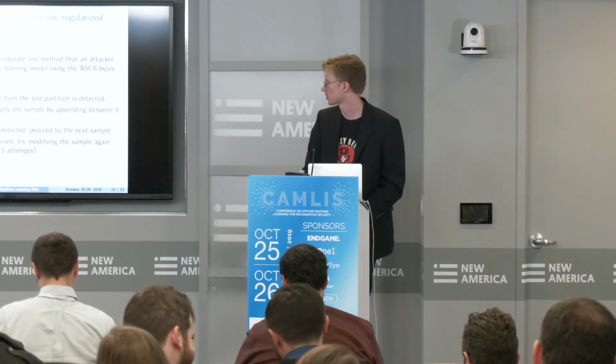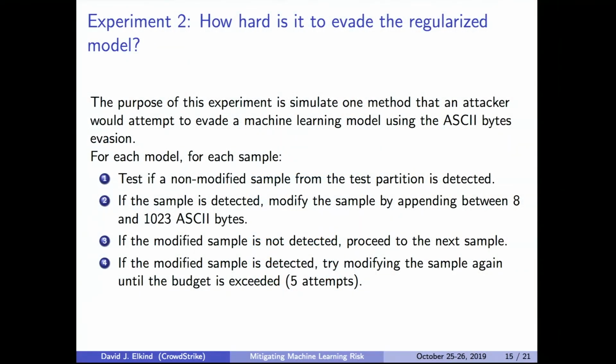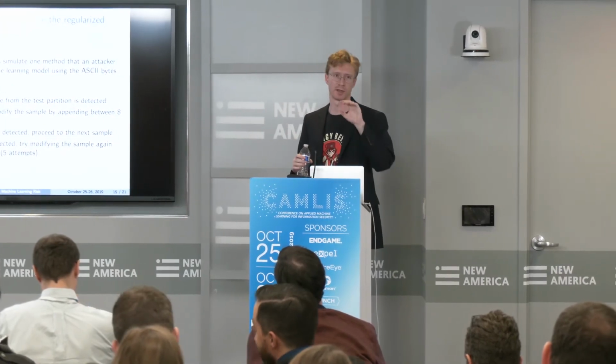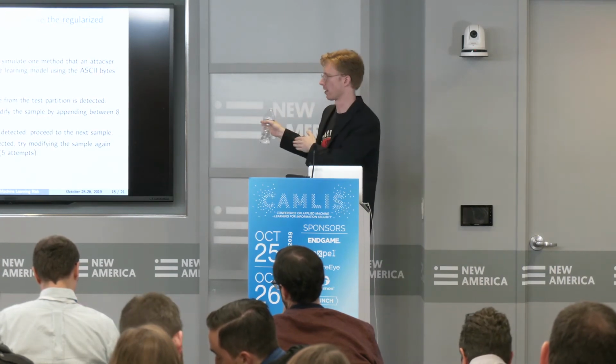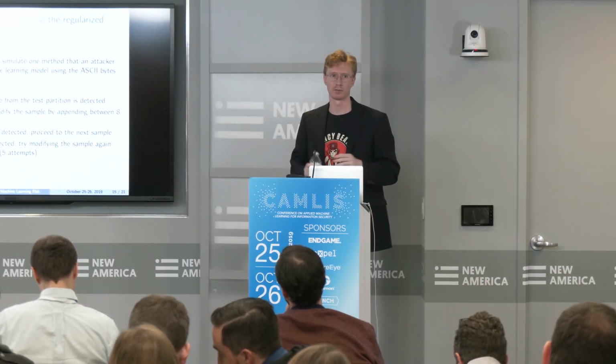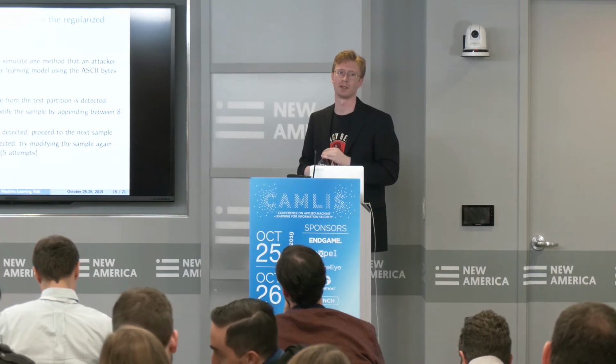The test for this experiment is that first you just see whether the sample is detected or not detected. If it is detected, then you modify the sample by appending bytes. If it's not detected, proceed to the next step. If it's detected, try again and see if you can get an evasive set of bytes again. And then you do this, I think, 5 times? Yeah, 5 times. The idea is that you're trying to simulate an attacker who wants to make this particular sample evasive by adding random data. How quickly can you do that? That's the idea that we're trying to get at here.